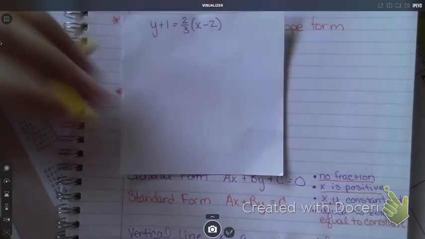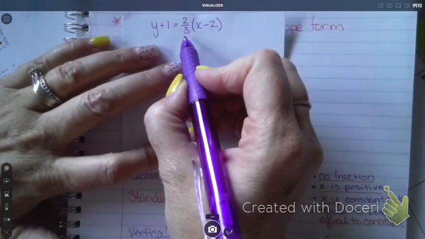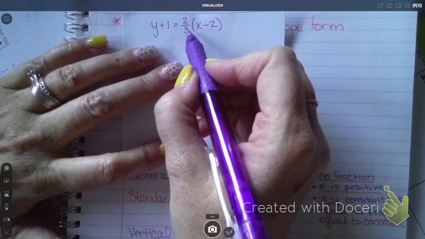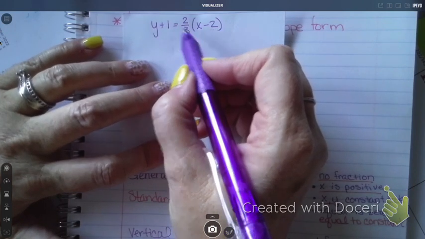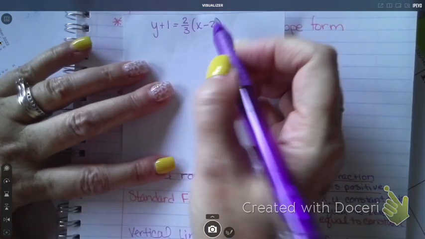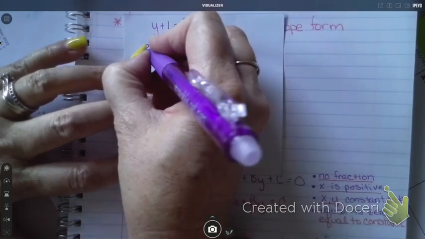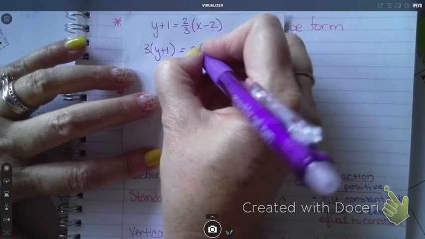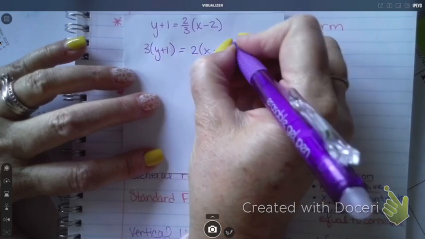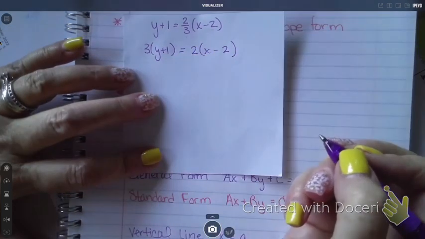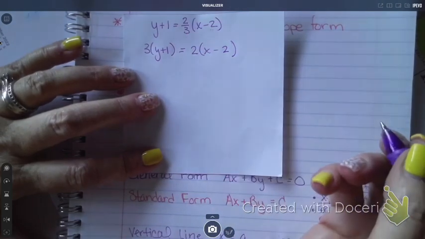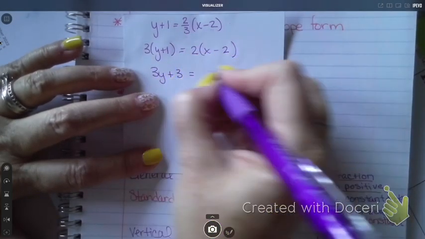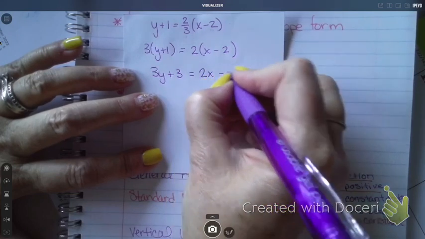Okay, so what they did is with this 3, they wanted to get it out of the denominator. So can I multiply both sides of this equation by 3? Yeah. So it becomes 3y plus 1 equals 2x minus 2. Then I would distribute both the 3 and the 2. So 3y plus 3 equals 2x minus 4.